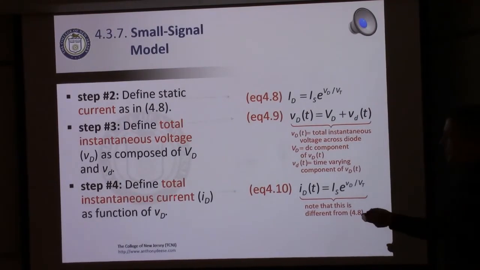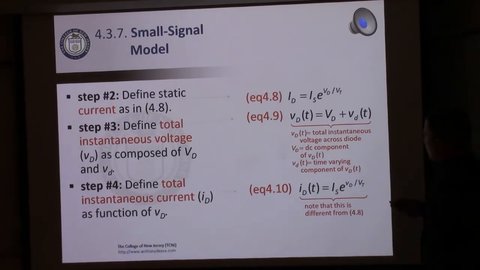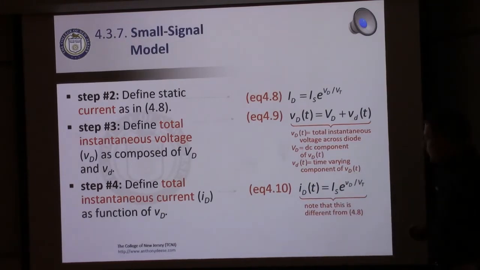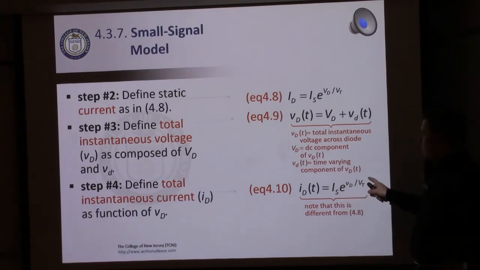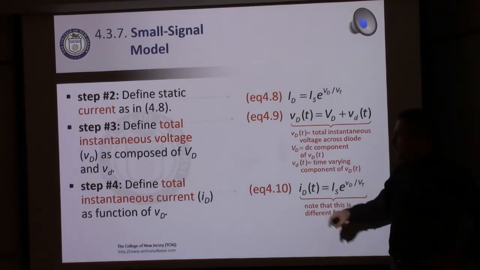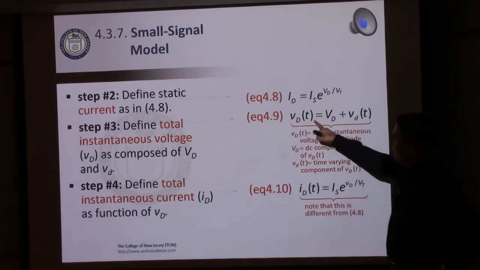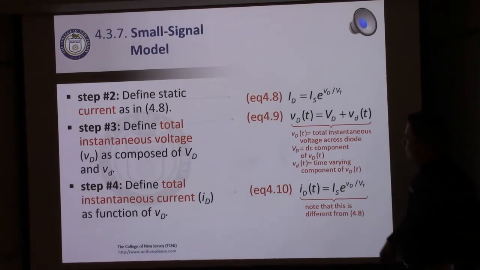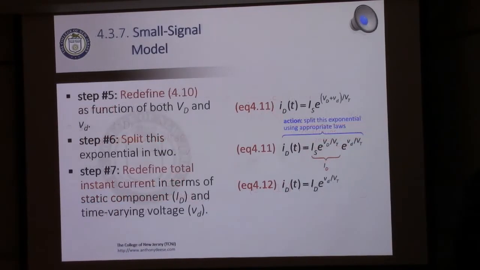Next, we want to define the total instantaneous current as a function of the total instantaneous voltage. This is just a restatement of the exponential model that we've seen before. ID equals IS, e to the VD over VT. These are both the total instantaneous values. So one thing that we can see is that equation 4.9 can be plugged into equation 4.10.